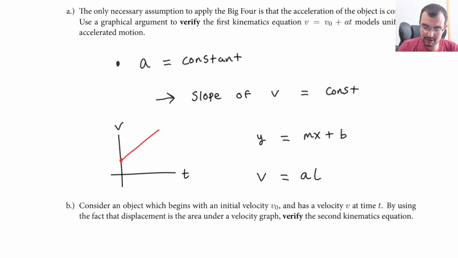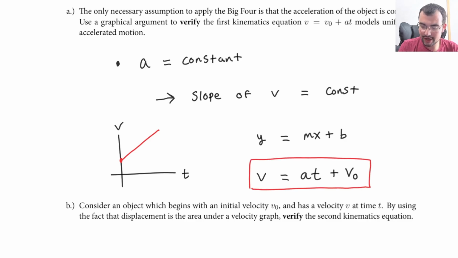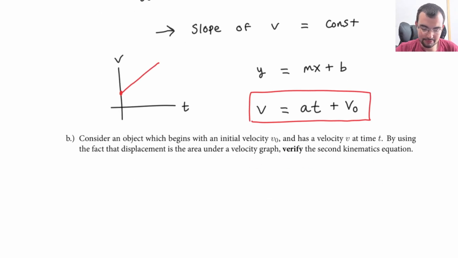Our independent variable is time. And then what's our y-intercept? Well, it's just our starting value, which would be our initial velocity. So that's how we can justify our first kinematics equation. And now from that, everything else can be derived.